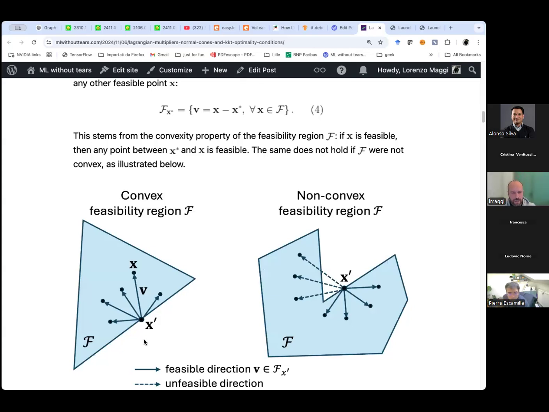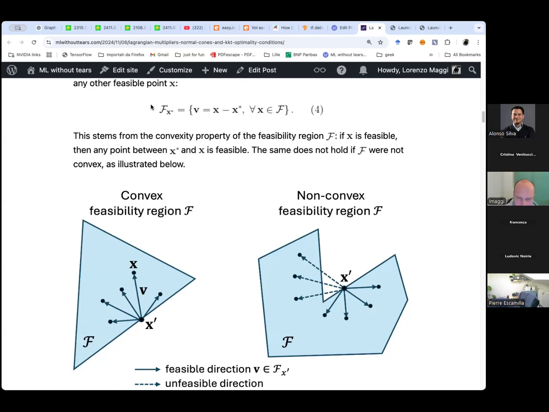It turns out that if the feasibility region is convex, and this is our case because it's a polytope, then you can define this set of feasible directions as basically all the displacements v that bring you from your starting point to any point in the feasible set. So formally it is this thing, okay?